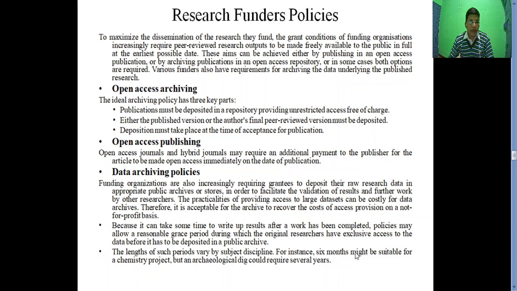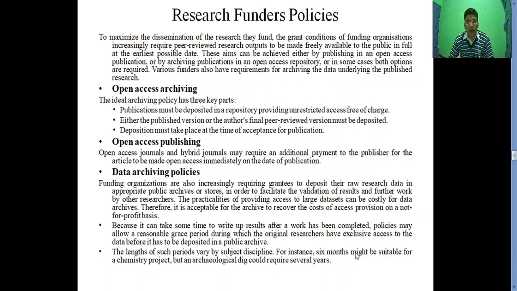Open access publishing. Open access journals and hybrid journals may require an additional payment to the publisher for the article to be made open access immediately on the date of publication. For the data archiving policy, funding organizations are also increasingly requiring guarantees to deposit their raw research data in appropriate public archives or stores in order to facilitate the validation of results and further work by other researchers.